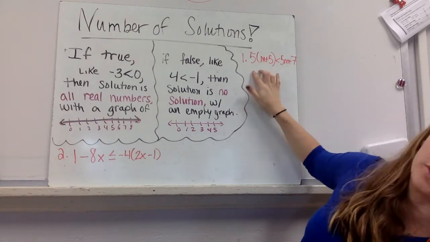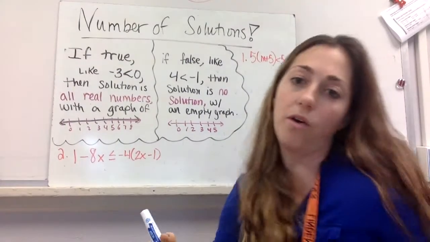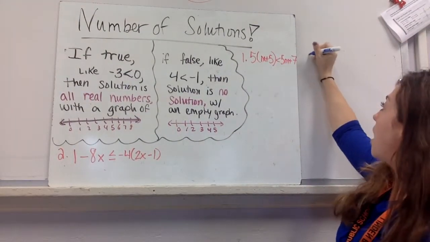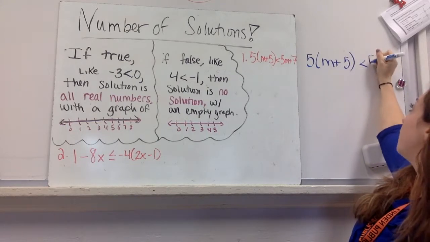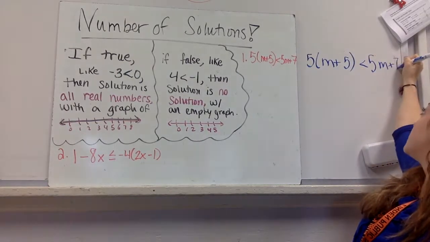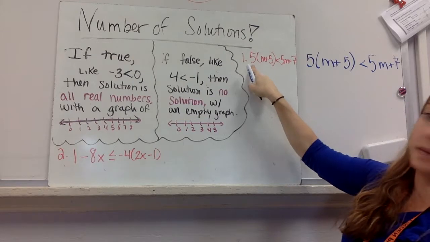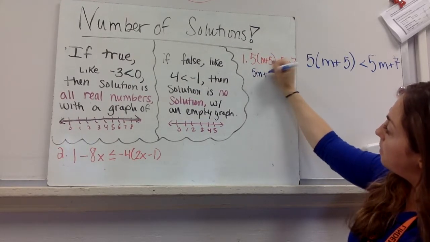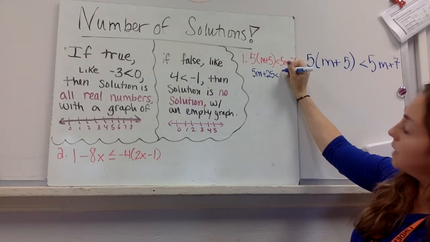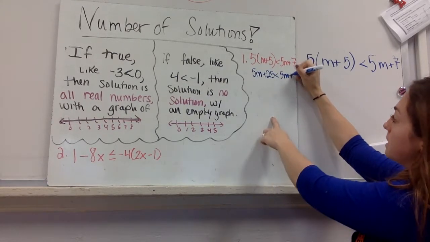Here's an example, our first one that we're working with. It's kind of hard to see, I'll rewrite it next to it. 5 times m plus 5 is less than 5m plus 7. So first thing I'm going to do is distribute the 5 to the parentheses, and I get 5m plus 25 is less than 5m plus 7.